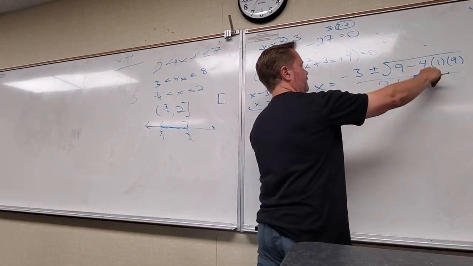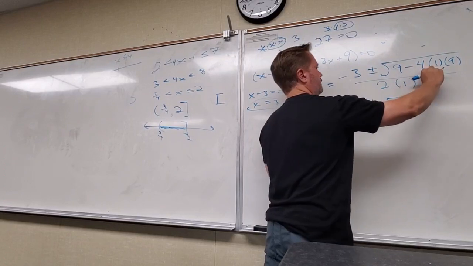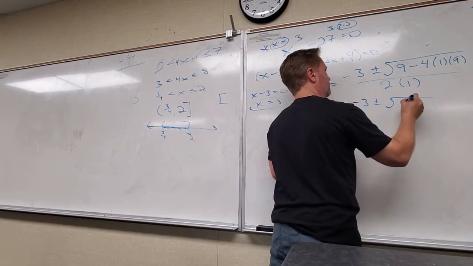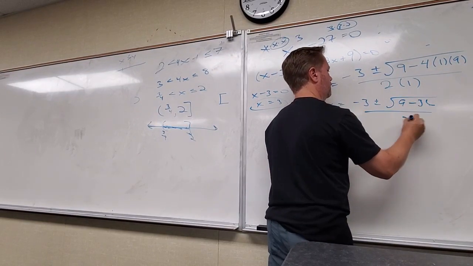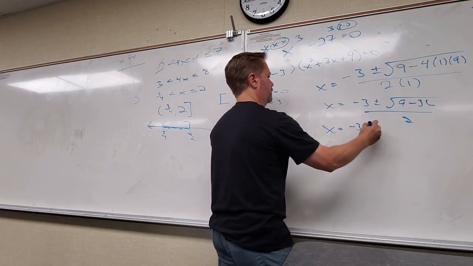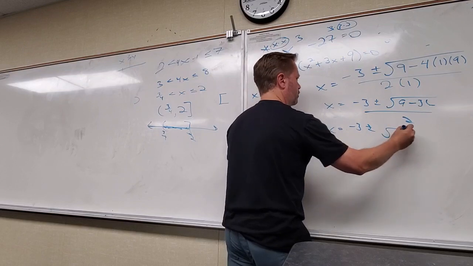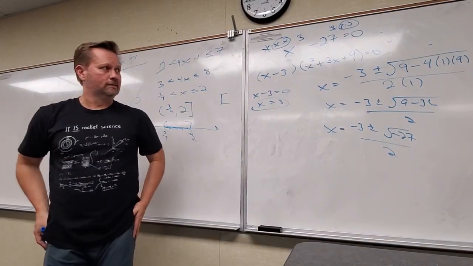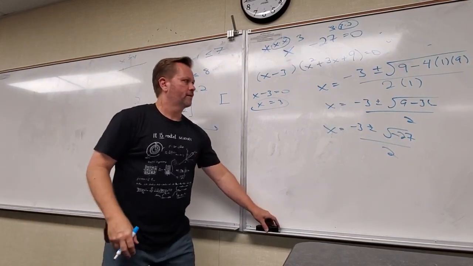Negative 3 plus or minus the square root of 9 minus 36. Negative 3 plus or minus the square root of negative 27. Yes. Okay.